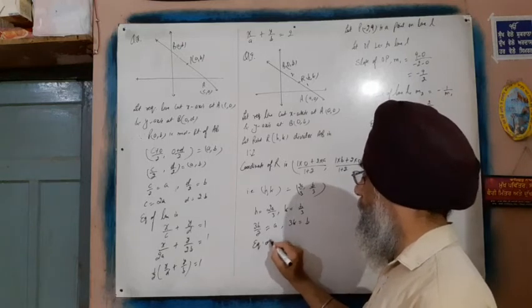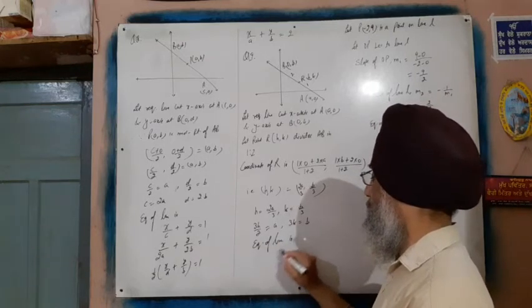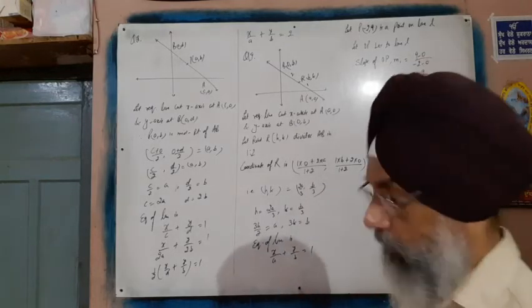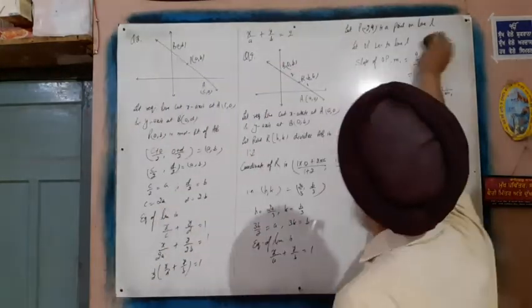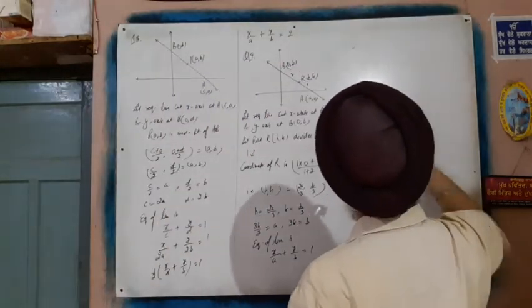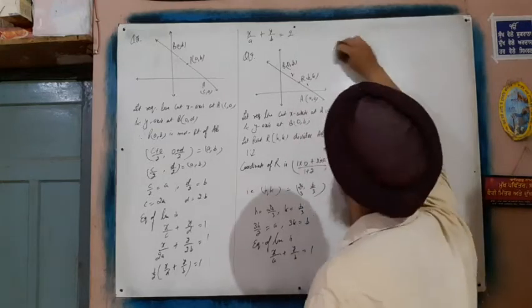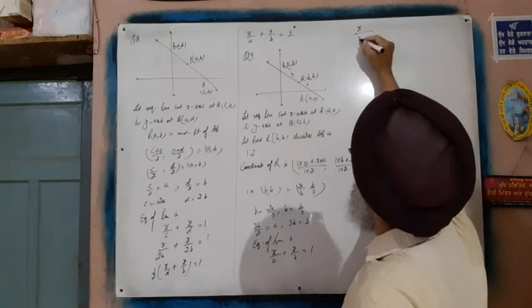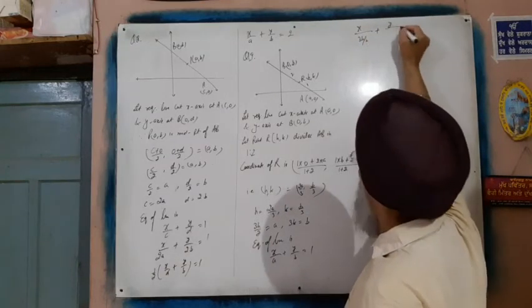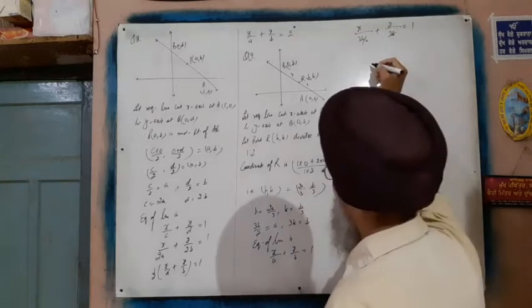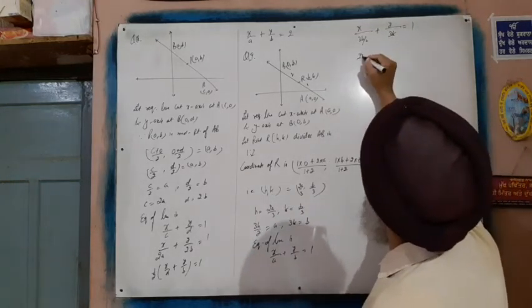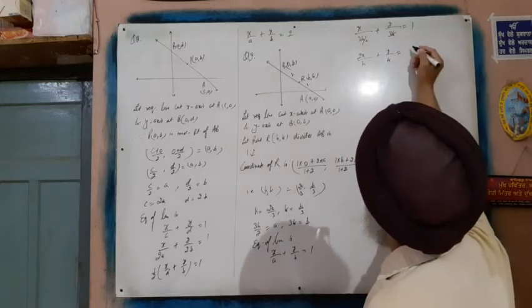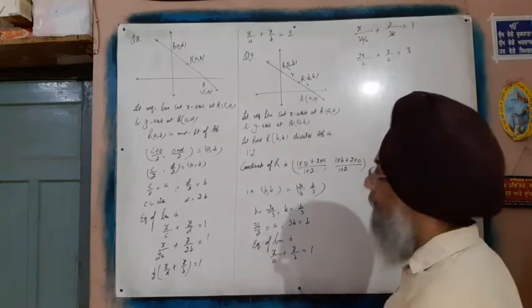So the equation of the line in intercept form is x upon a plus y upon b is equal to 1. In the place of a we write 3h upon 2, and in the place of b we write 3k. So x upon 3h by 2 plus y upon 3k is equal to 1. So it is 2x upon 3h plus y upon 3k is equal to 1, that is the equation of the line.